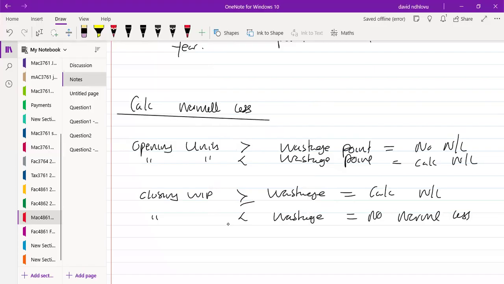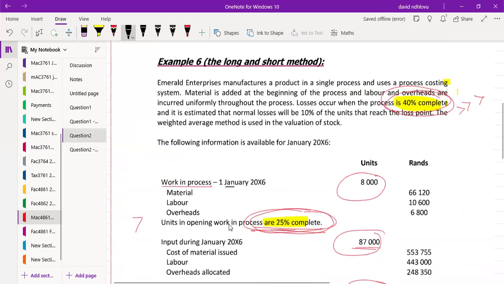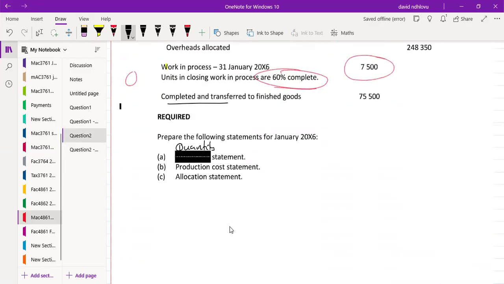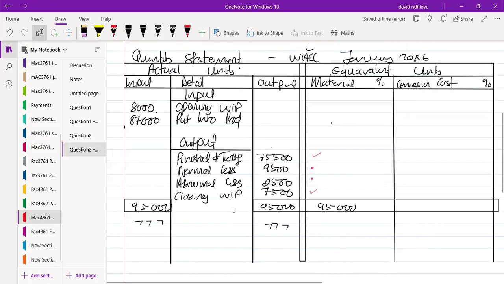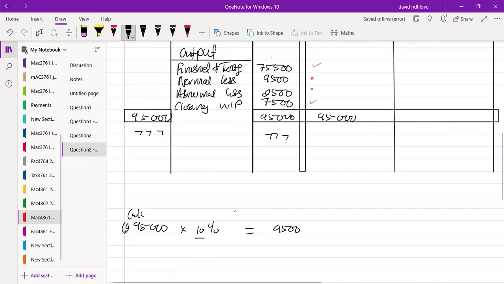Right, so that when we then go to our example here, we are very clear. The opening WIP is below the wastage point, it has got normal loss. The closing WIP is above the wastage point, it has got normal loss. So therefore, we are saying all the units that we have did incur normal loss. And they told you normal loss is 10% of all units that reach the wastage point. So then you have now your what? Your 9.5. This one is just a balancing figure. Now you say that plus that from 95, it will give you 2.5. And you'll be where we are.